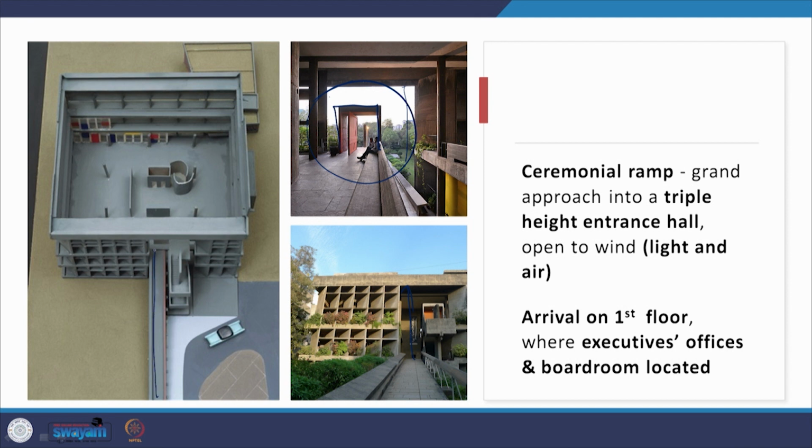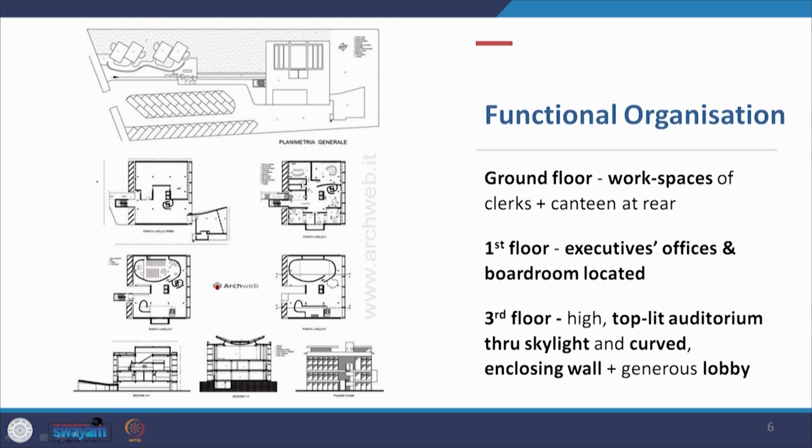From the ceremonial ramp you arrive at the first floor, which is where the executive offices and the boardroom are located. Now if you look at the functional organization, you enter from the ramp to the first floor, where, like I said, the offices of the executives are located, but on the ground floor the workspaces of the clerical staff are located, and behind it is a single story canteen.